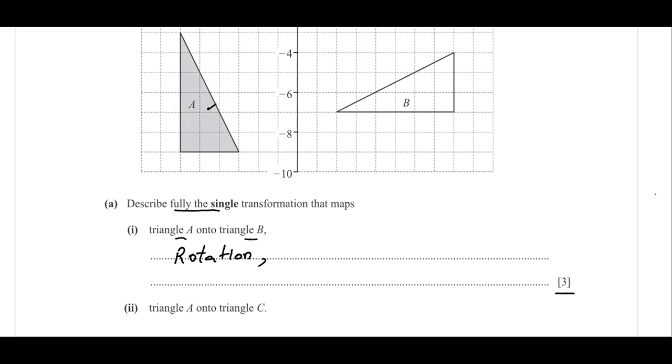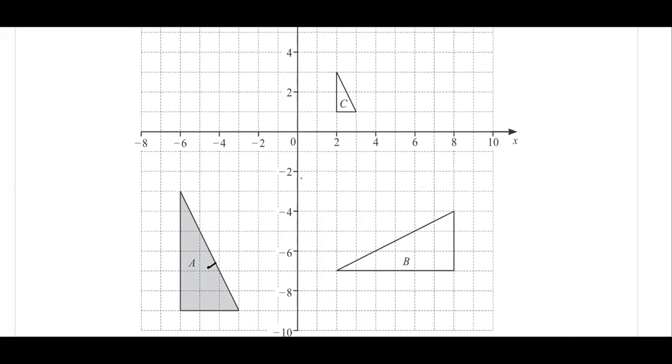Okay. Then what about the center? Look at this one. This coordinate is 2, minus 7. Yes. If you look at its corresponding coordinate, it is this one. This one is minus 6, minus 3.